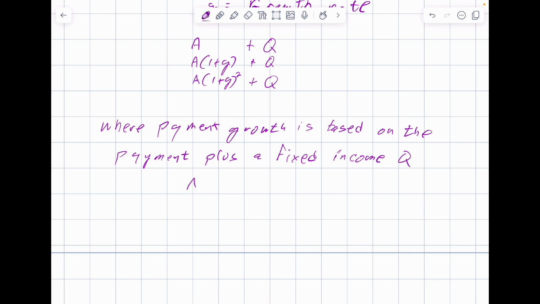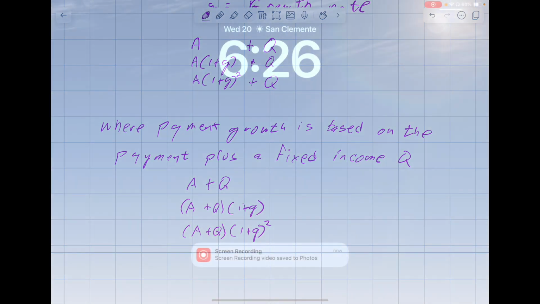So for the first year, I'll have A plus Q, which is my payment plus my pension. The second year will be A plus Q combined times 1 plus G, and for the third year, it will be A plus Q combined times 1 plus G squared, and so on.